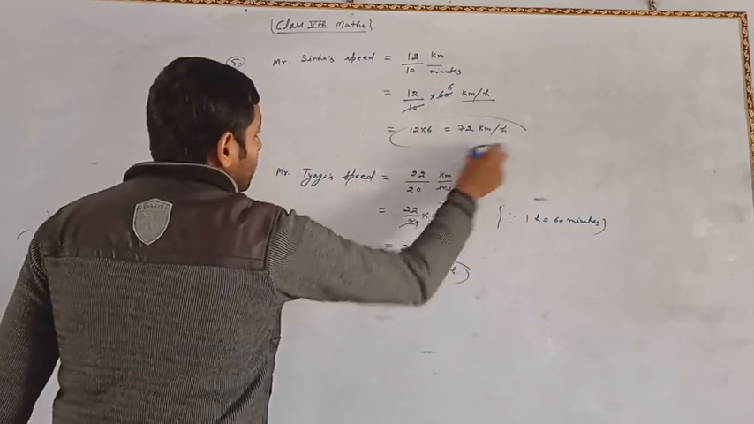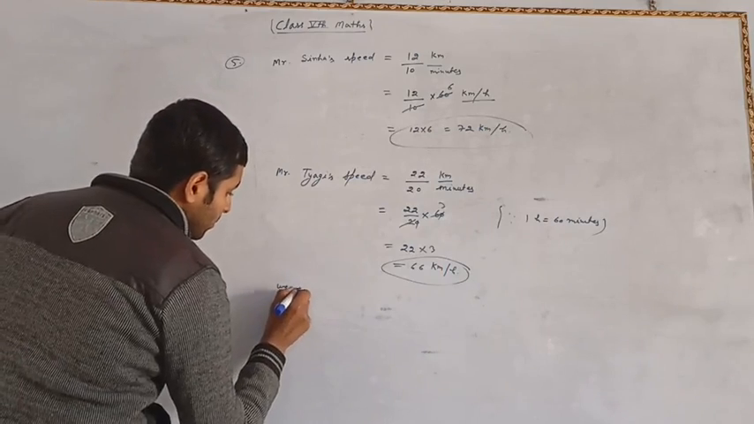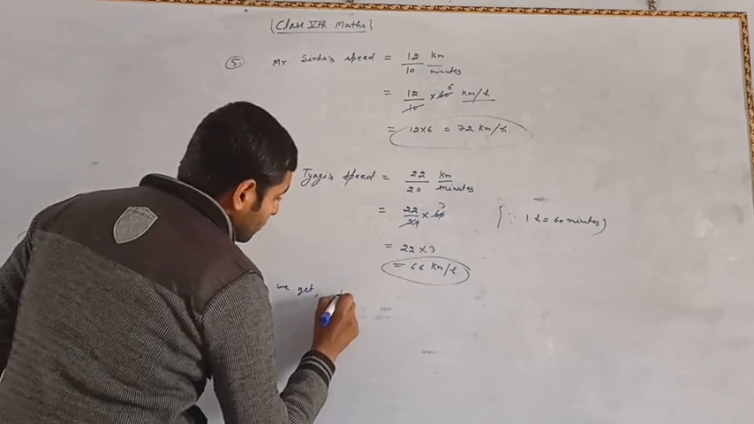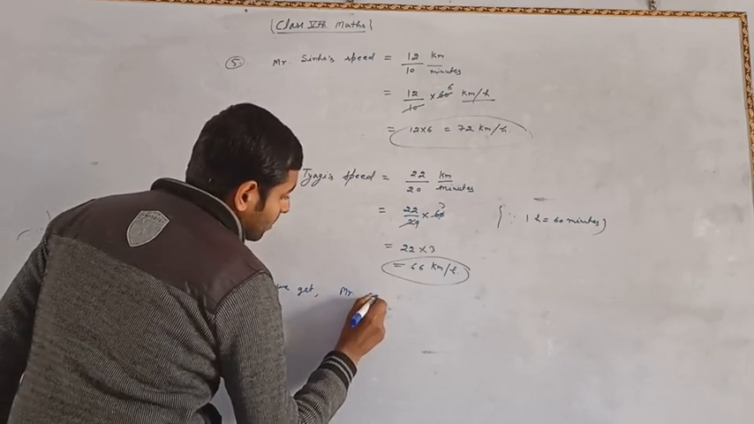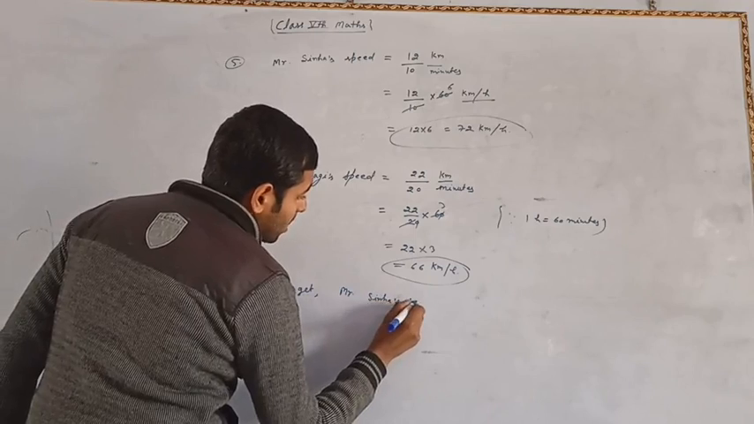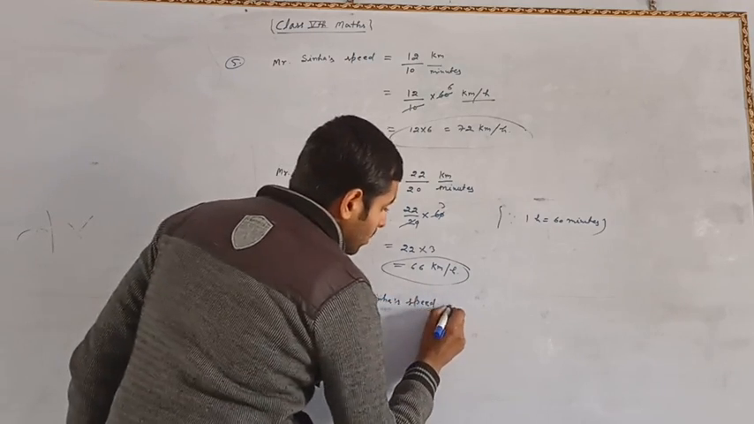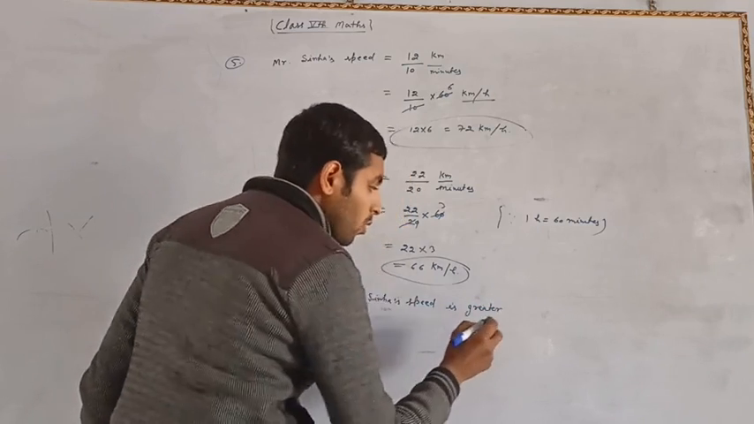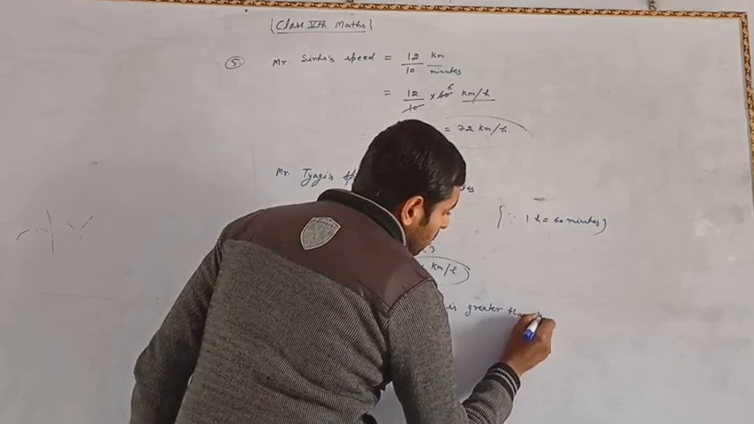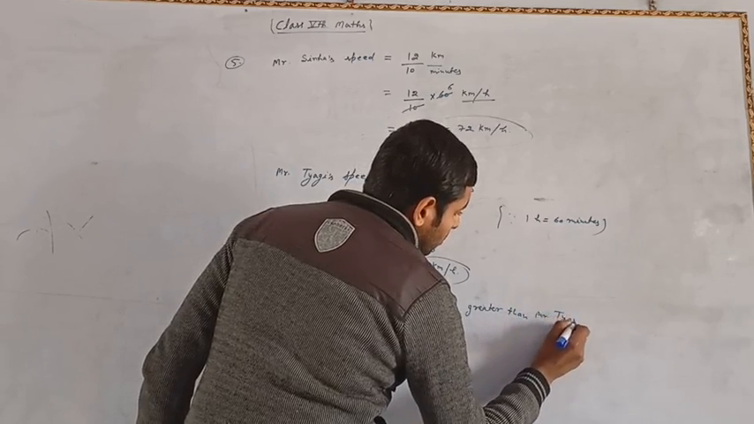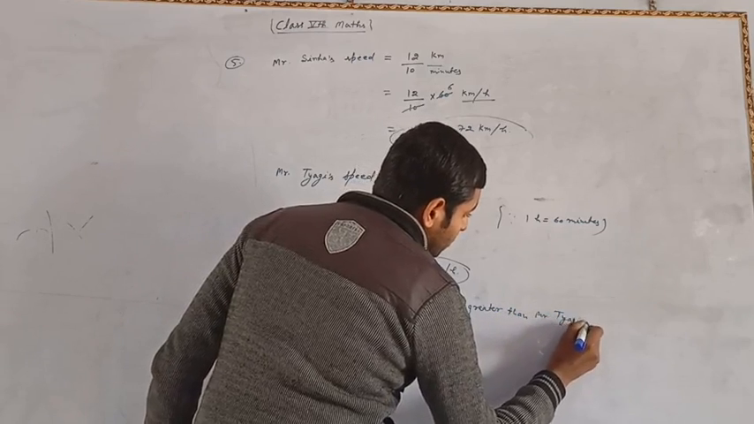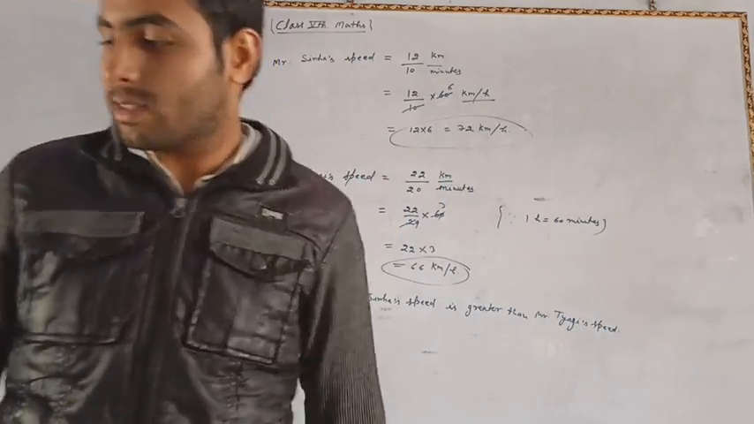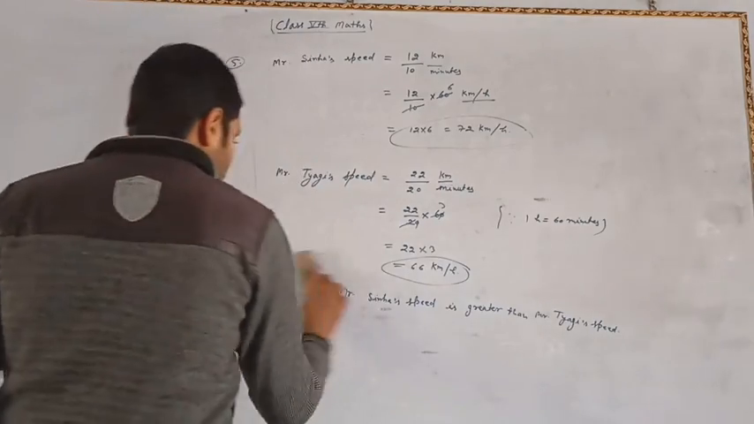So by this calculation we get that Mr. Sinha's speed is greater than Mr. Tyagi's speed. Okay, this is our conclusion and this is our solution. Again, next problem.